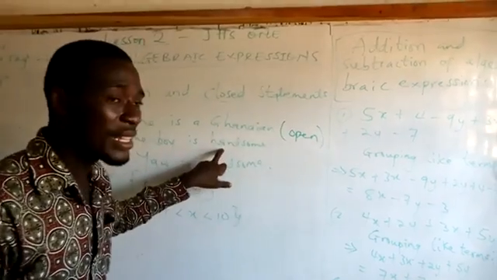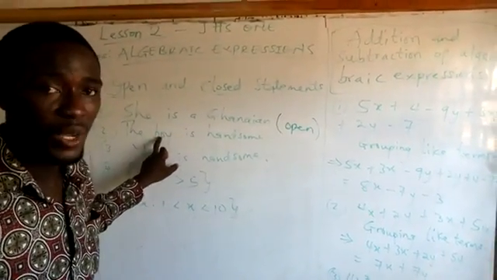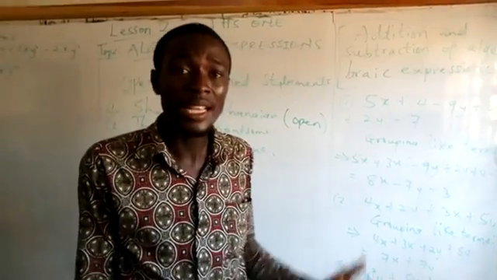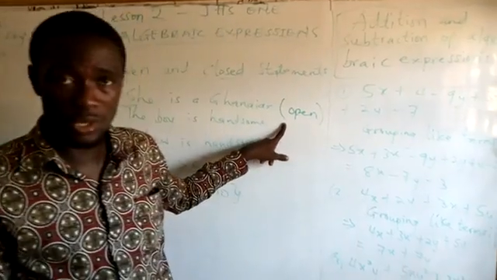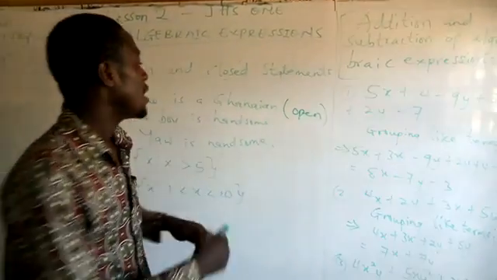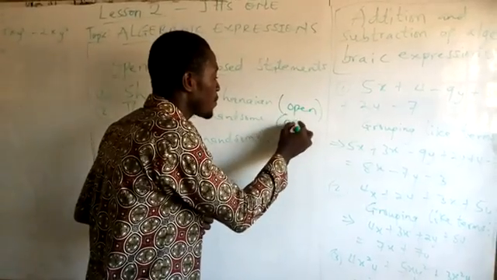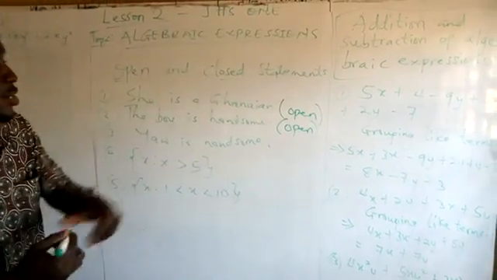So looking at the second statement, it's asking us a question. Who is that boy? The who here demands an answer, so this can't be a closed statement. Just like the first one, these are all open.